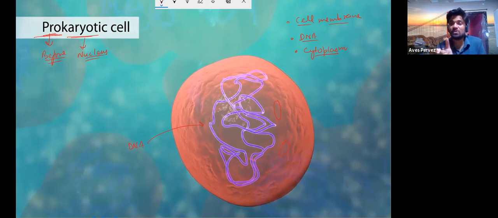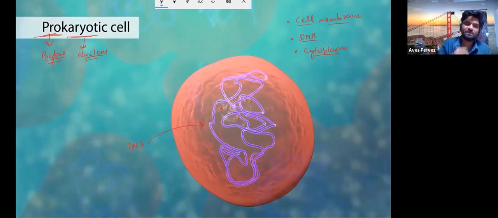But since the membrane is not there, the membrane-bounded organelles are not there, so we can simply say that no, they are not present, they are absent. So we can say that the cell organelles are absent. But still, some ribosomes are present. These ribosomes are also membrane-less organelles that are present in the prokaryotic cells as well.